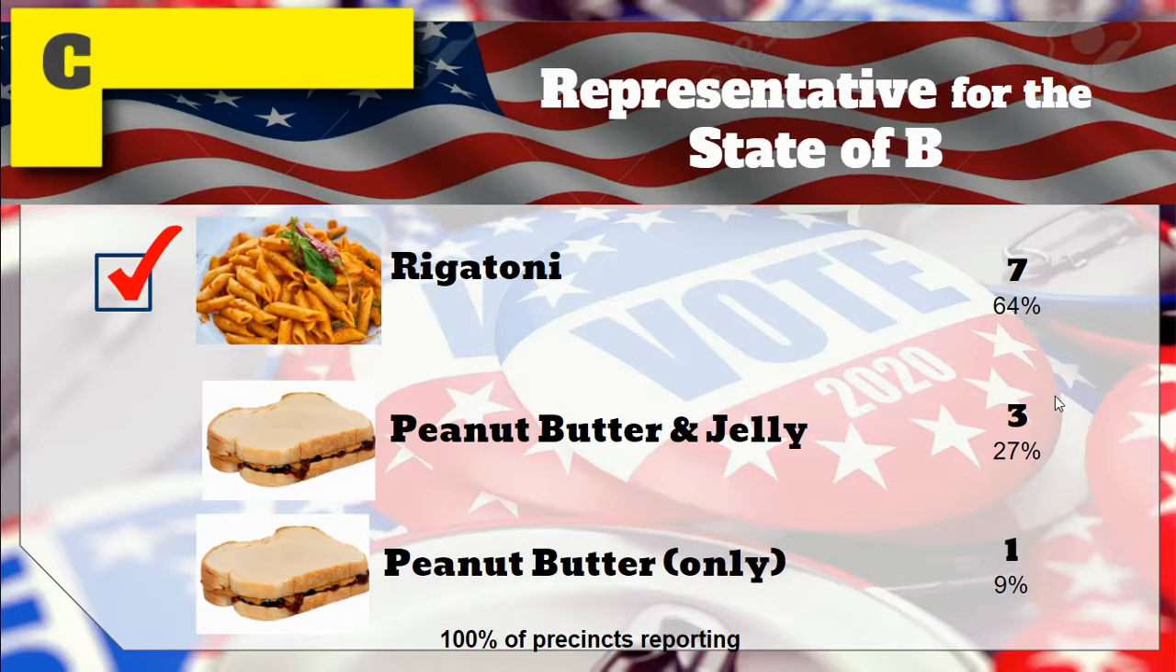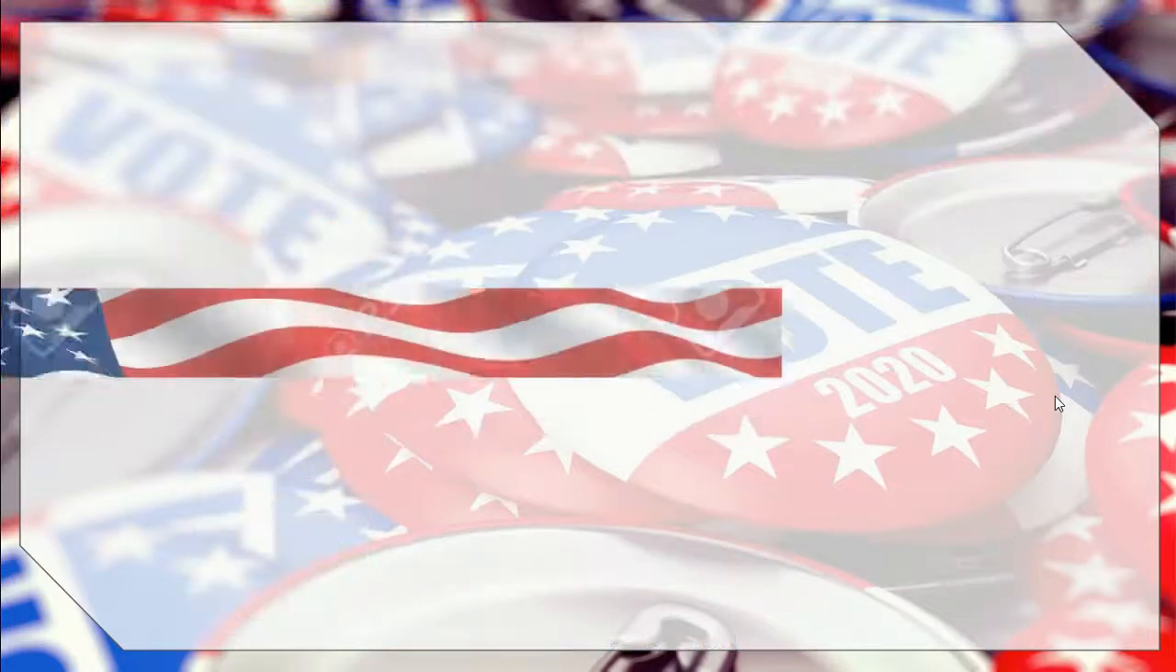You could write in another candidate, and somebody did not want the partnership of Jelly. They just wanted Peanut Butter. So they wrote in for only Peanut Butter. That did get 1 vote. So it wouldn't have been enough to influence the results at all, but it looks like Rigatoni's going to win. By my count, that is another pasta. Wow. Looks like it's been a really good night for pasta so far.